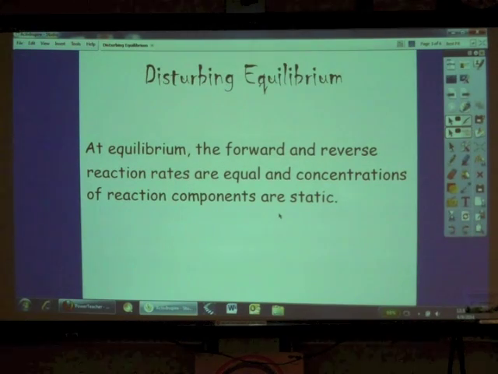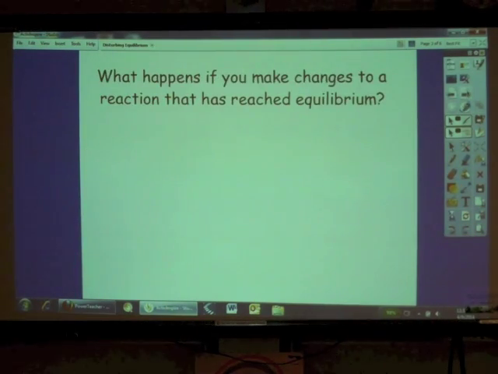Our title today is Disturbing Equilibrium. At equilibrium, we know that the forward and the reverse reaction rates are equal, and concentrations of reaction components are static. So that is the equilibrium condition, and that is nothing new. And so the question is then, what happens if you make changes to a reaction that has reached equilibrium? And so that's what we're going to talk about today.